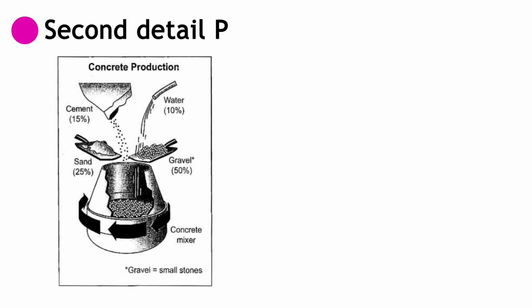And now for my next paragraph, I'm going to write about concrete production. I should also write about the amount of these 4 substances here. So 4 substances are mixed: cement, water, sand, and gravel. They're mixed in the concrete mixer and concrete is produced. All right? Now let's start writing about this paragraph.